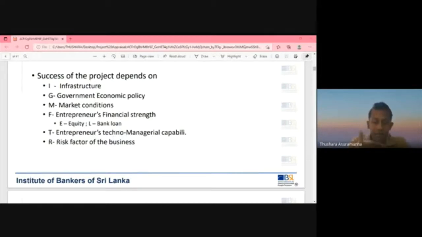Let's say the government is not so keen on bringing in tourists, and they are not very supportive in facilitating the tourism industry. Then what could be the scenario? Possibly having a 3-star, 4-star, or 5-star hotel may not be advisable. Why? Because the government is not so keen to go ahead with the tourism concept.